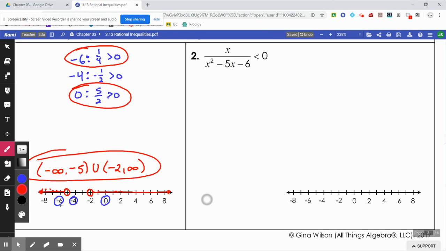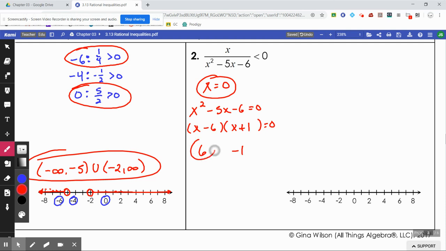Let's find all of our critical values. Find all your x-intercepts by setting the top equal to 0. Find all your discontinuities by setting the bottom equal to 0, and that is going to have to be factored. That'll be x minus 6 and x plus 1. So that'd be 6 and -1. So there's your 3 critical values.